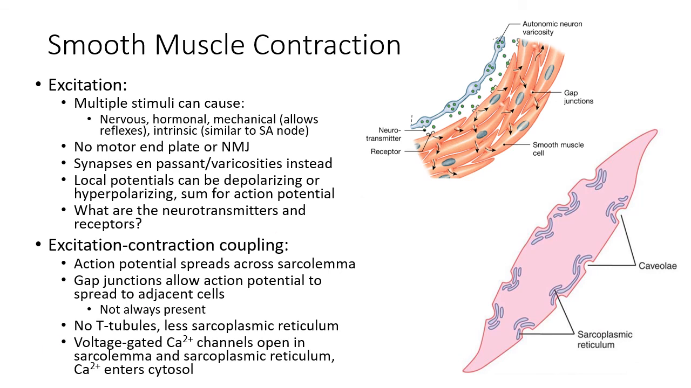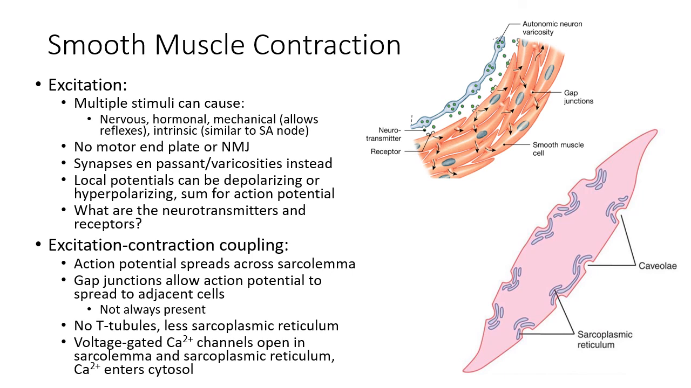So the neurotransmitters would be either acetylcholine or norepinephrine. The receptors, if we're talking about receptors for the neurotransmitters, then they would be either muscarinic acetylcholine receptors, or they would be alpha or beta adrenergic receptors for norepinephrine. All right, the parasympathetic nervous system uses acetylcholine and muscarinic acetylcholine receptors. The sympathetic would be using norepinephrine and alpha or beta adrenergic receptors.